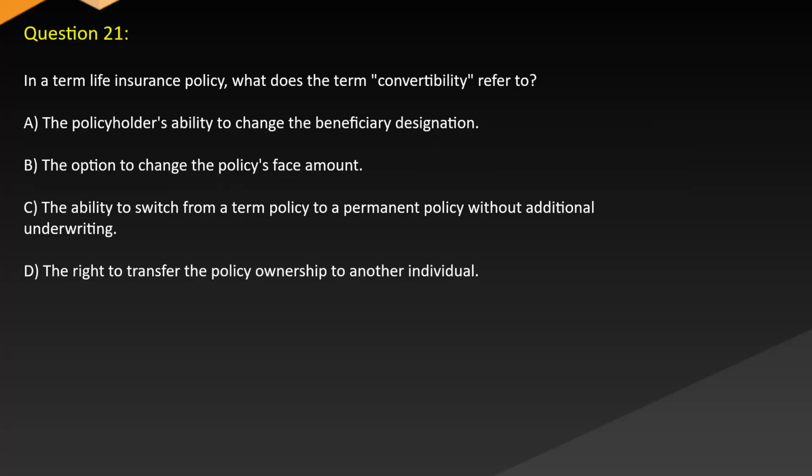Question 21. In a term life insurance policy, what does the term convertibility refer to? A. The policyholder's ability to change the beneficiary designation. B. The option to change the policy's face amount. C. The ability to switch from a term policy to a permanent policy without additional underwriting. D. The right to transfer the policy ownership to another individual.